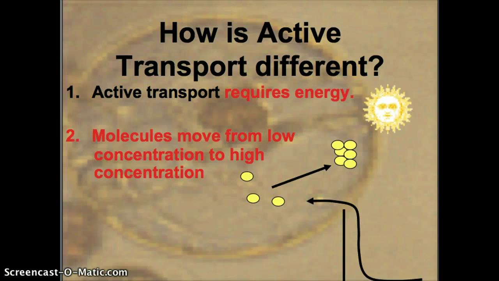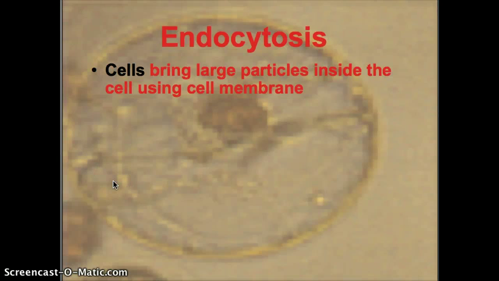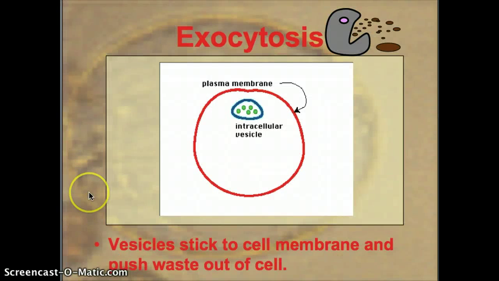There are two types of this. The first one is called endocytosis, and endocytosis is used for bringing stuff into the cell. The last one is exocytosis, and that's taking stuff out of the cell. This is a confusing topic, but we're going to practice it for the next 10 days, and you'll be good by the time we're done. I promise.